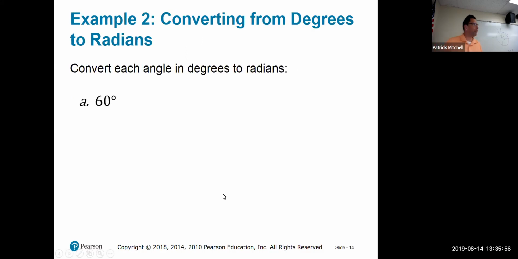So for example, if I want to convert 360 degrees to radians, here's how I'm going to do that. I am going to multiply my degree measure by pi over 180 degrees. And the trick for remembering that it should be pi over 180 degrees and not the other way around, just think of the degree symbols.